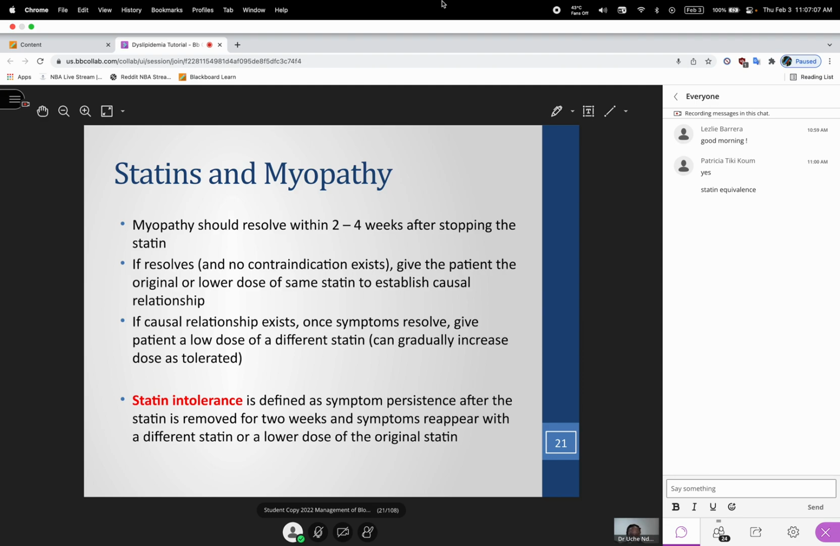If there is a causal relationship, meaning you stopped it and then you restarted it, then you can give them a low dose of a different statin. Sometimes if a patient thinks that they had an adverse effect on statin A, say simvastatin 40, and simvastatin 40 caused them to have muscle pain, and you try to put them back on simvastatin, they can be resistant to that, right? Even if you're telling them this is a lower dose. In that case, it's perfectly okay to lower the dose or lower the potency and give them a different statin.